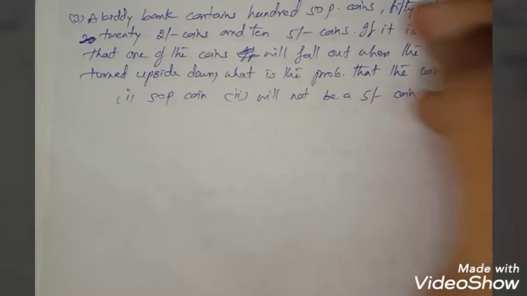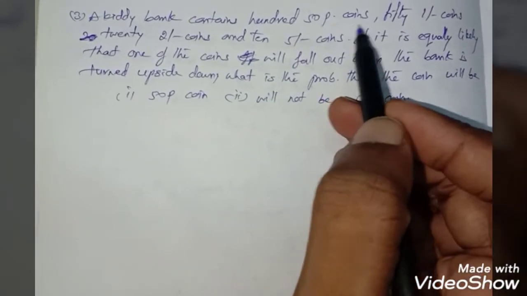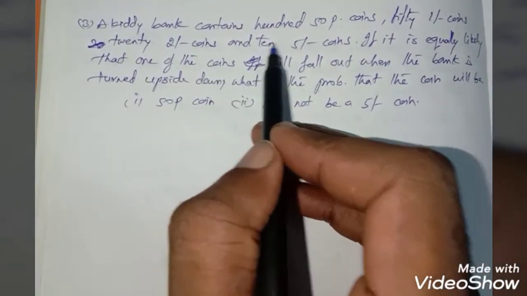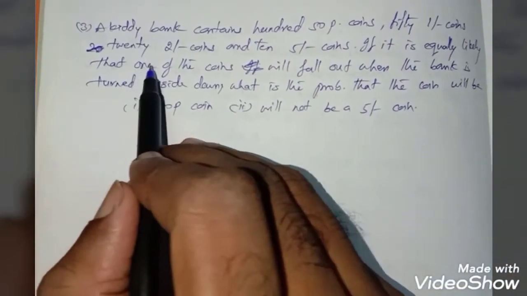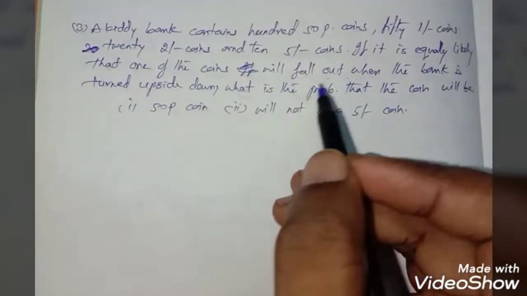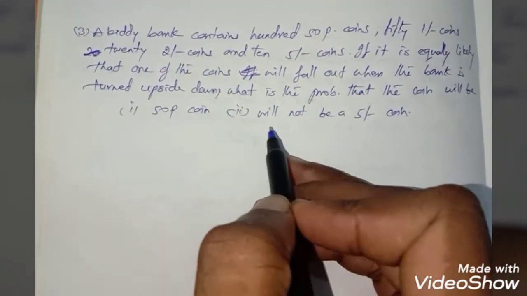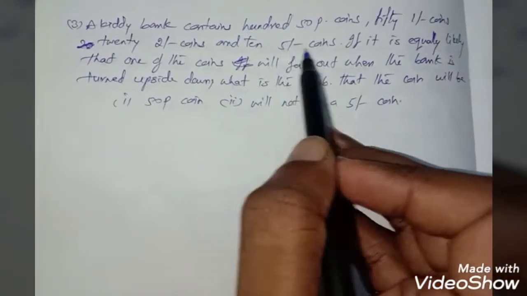Right. Now coming to the next question. A kiddie bank contains 100 50 paise coins, 50 1 rupee coins, 20 2 rupee coins and 10 5 rupee coins. If it is equally likely that one of the coins will fall out when the bank is turned upside down, what is the probability that the coin will be a 50 paise coin or a 5 rupee coin? So here you have to find the total number of coins.